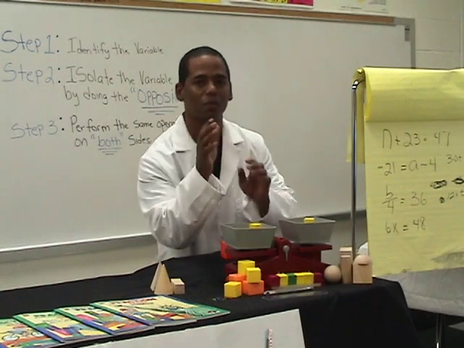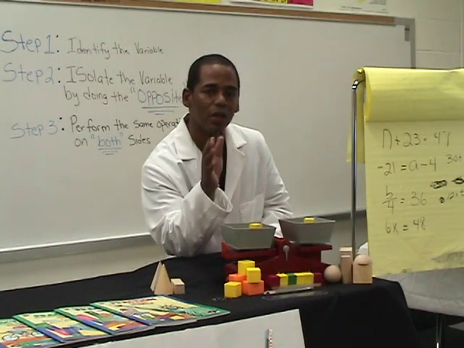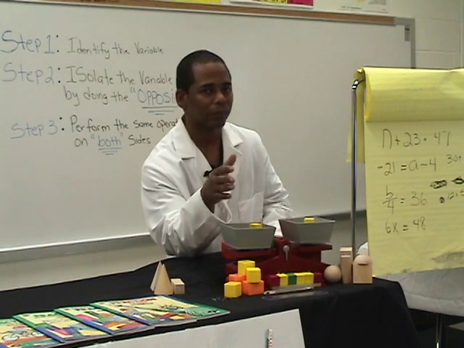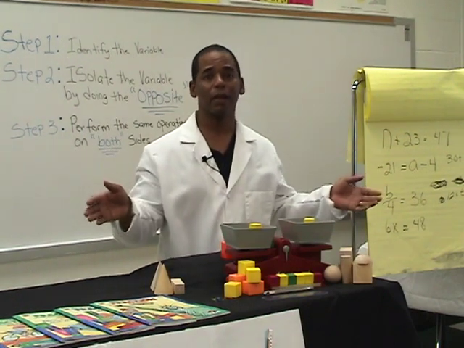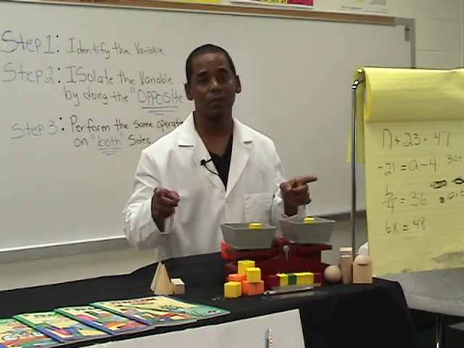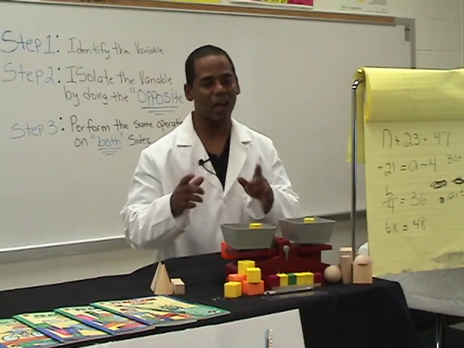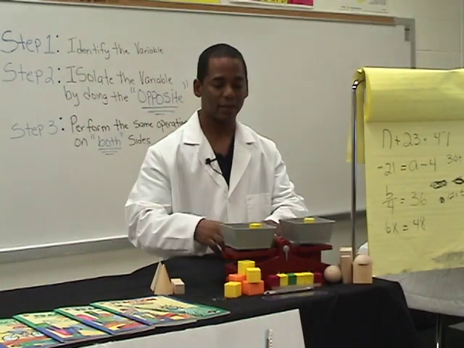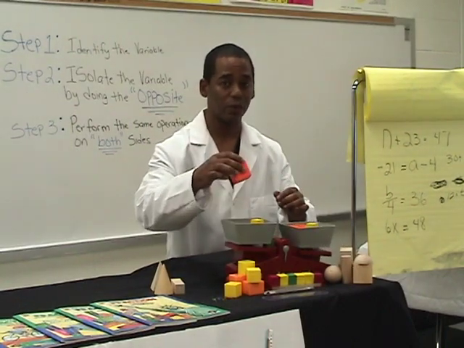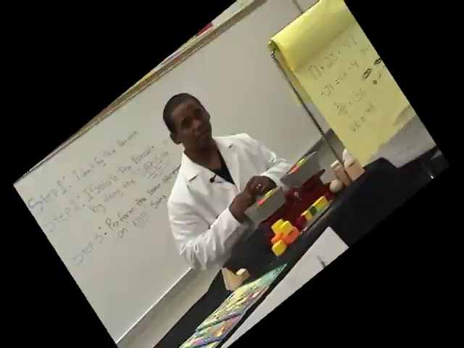That's the concept you must keep in mind when dealing with equations. Do the same thing to each side. And the rest was just the steps. You identify your variable. You isolate your variable by doing the opposite operation. And whatever you do to one side, you do the same to the other.